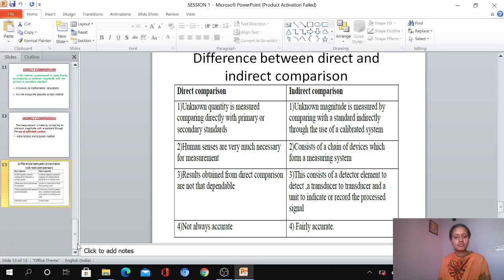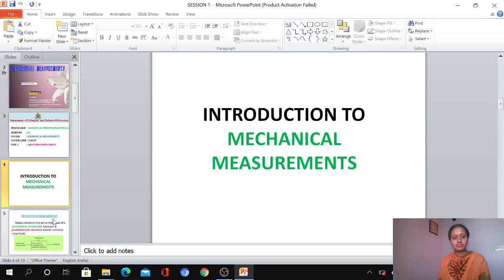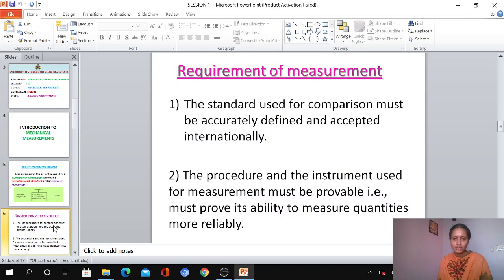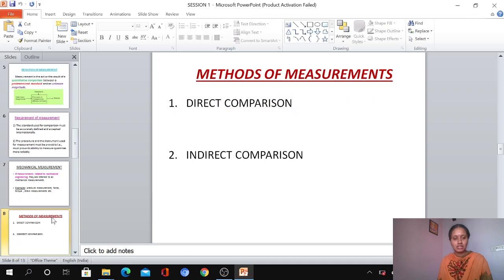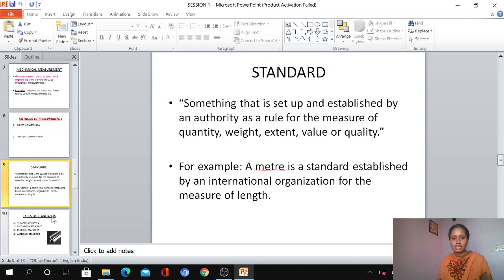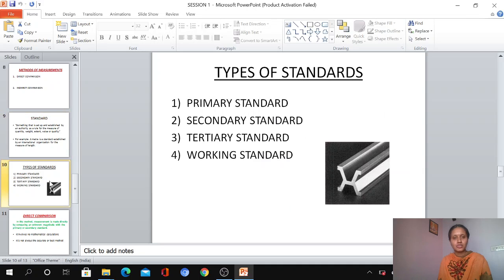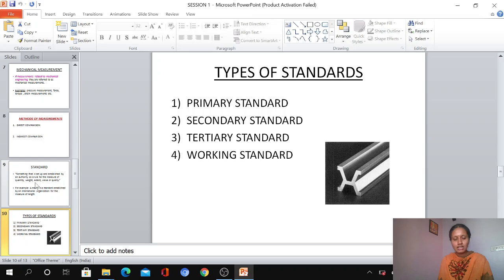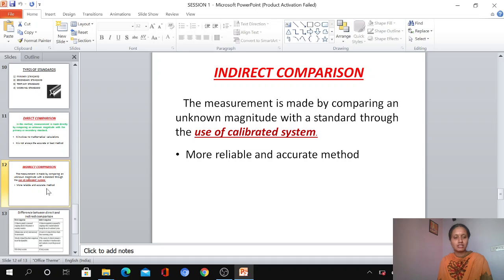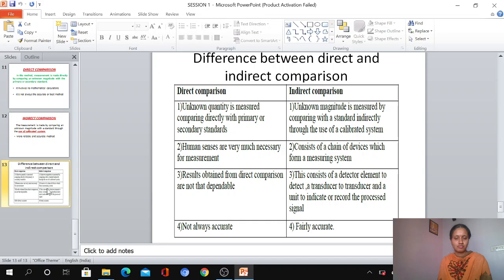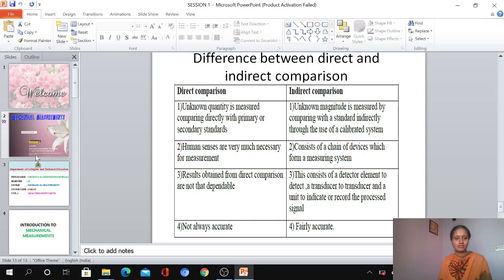So this is about measurement, requirement of measurement, mechanical measurement, methods of measurement, standards, types of standards. Actually, standards and types of standards are not in your syllabus. So what I explained is only for your knowledge. This is direct comparison, indirect comparison, and the difference. Okay, thank you.